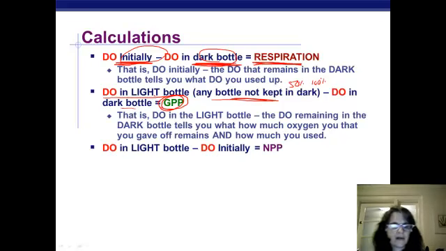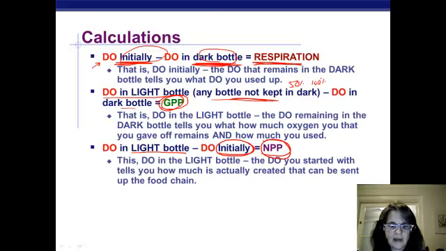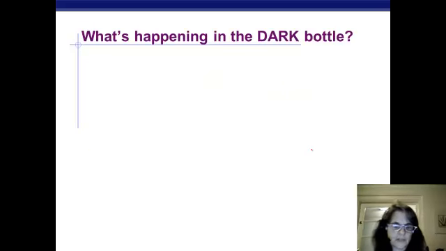Now, our third calculation, if we take the light bottle and simply subtract our initial dissolved oxygen that we measured before we left them out for 24 hours, that's going to give us our net primary productivity. Okay? This is going to tell us how much of our production actually is available to get sent up the food chain.